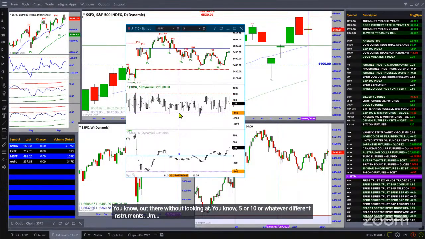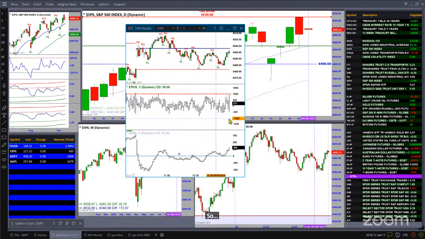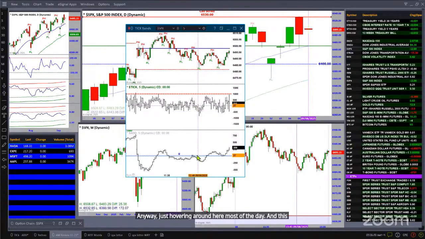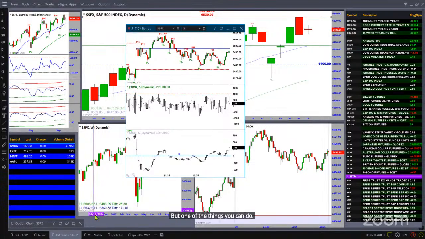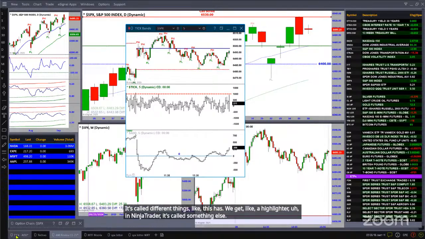So I have this at 1,000. I had one at minus 1,000. But anyway, just hovering around here most of the day, and hovering around zero, it's unlikely you're going to get a substantial trend day. Knowing where the extremes are after moves can give you a heads up. One of the things you can do, and I think any platform can do it, it's called different things. Like this we get a highlighter. In NinjaTrader, it's called something else. But you could set up something like this.